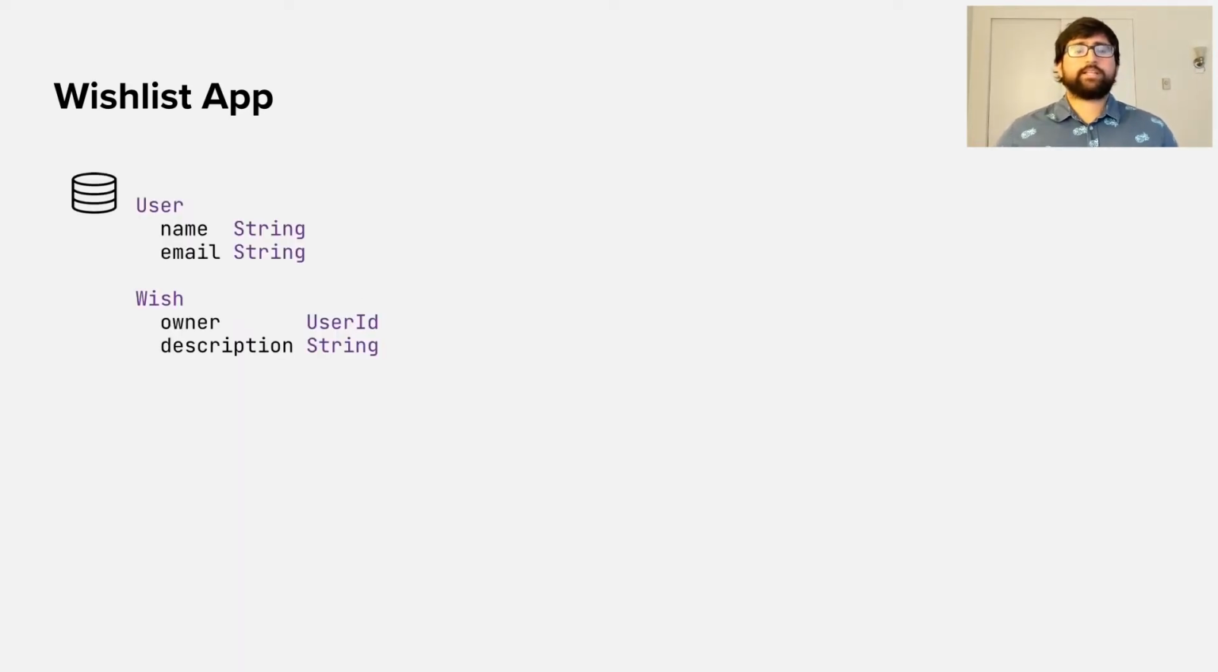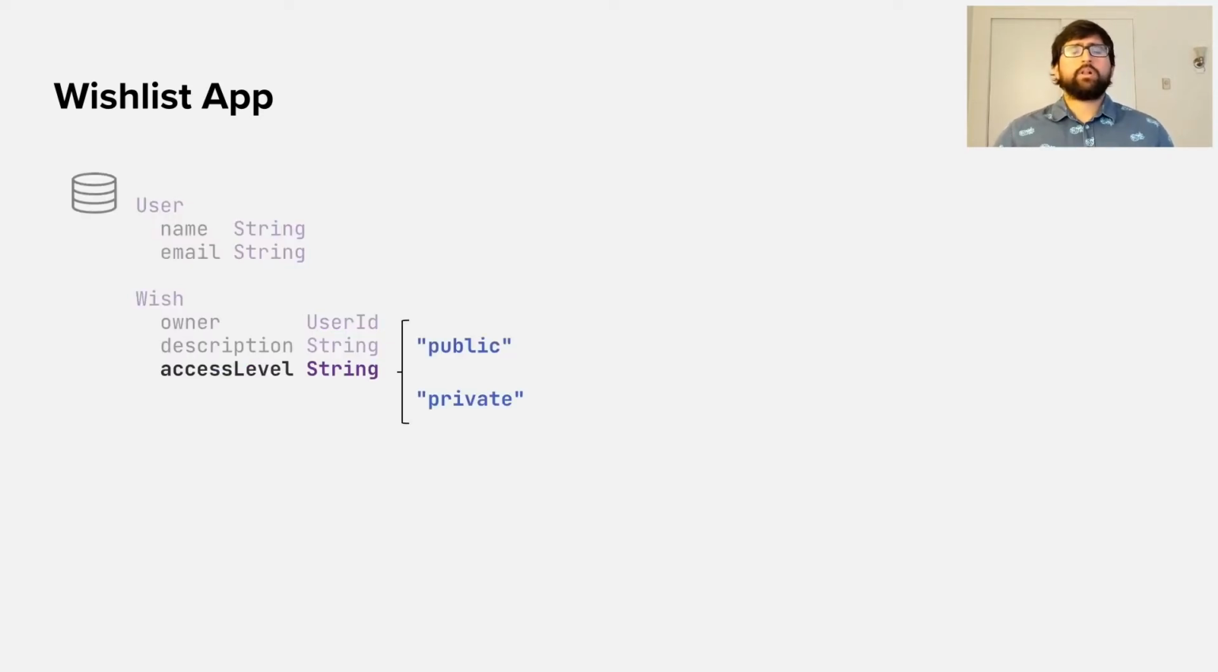We start by defining the tables in the application, as we would do in other similar web frameworks. For simplicity, we're just going to consider two tables, user and wish. The user table contains two columns, a name and an email address. The wish table has a column identifying who is the owner of the wish and a column with its description. We will also define an access level column to mark wishes as either public or private.